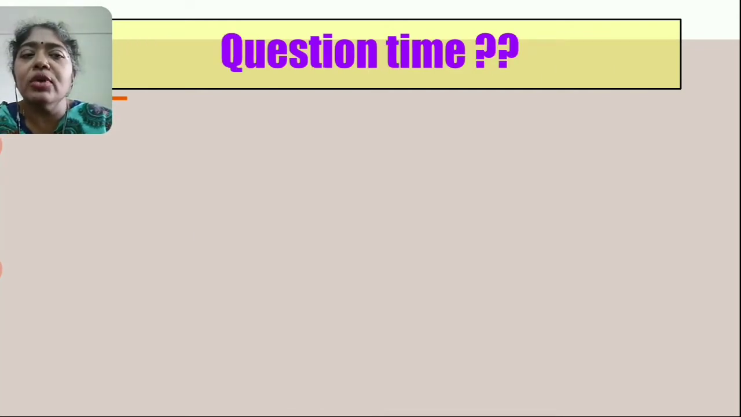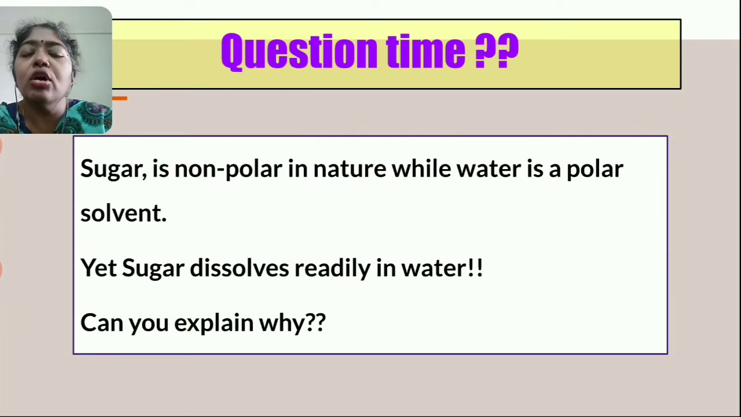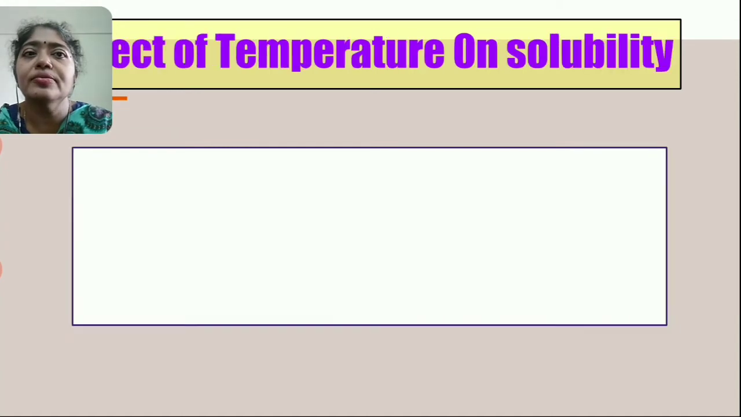Now, this brings us to a question. Sugar is non-polar in nature, while water is a polar solvent. How come then sugar dissolves readily in water? Well, in this case, there exists a special type of interactive force which is known as hydrogen bonding. So, there exists intermolecular hydrogen bonding between the sugar molecule and the water molecule, as a result of which the sugar dissolves readily in water, although sugar is non-polar while water is polar in nature.